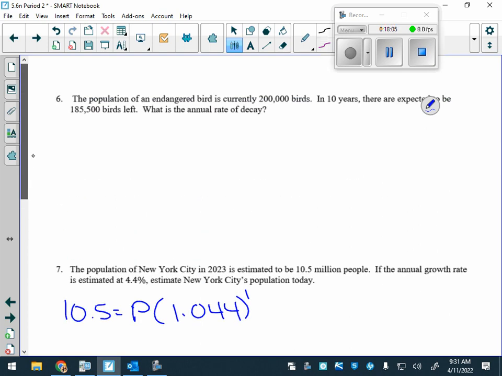For number 6, you had to solve for the rate, okay, which we haven't seen one of those problems on the practice. So how did this go? Do we have any issues? Good?